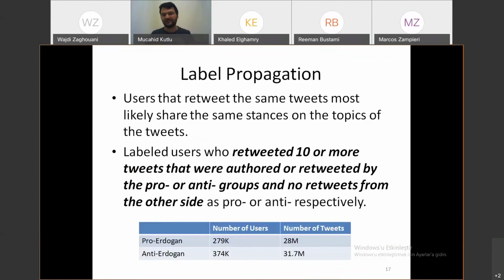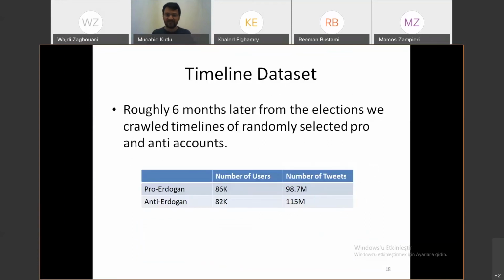And we did it in an iterative process. And at the end of the 11th iteration, we could label 279,000 users as pro-Erdogan and 374,000 users as anti-Erdogan. So that was a huge number of labels we got. But we didn't stop here.